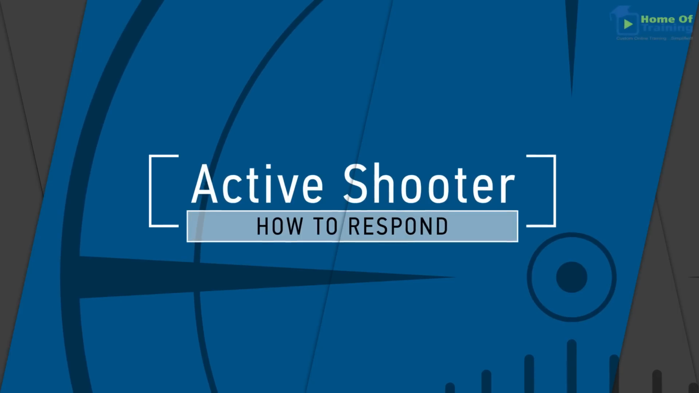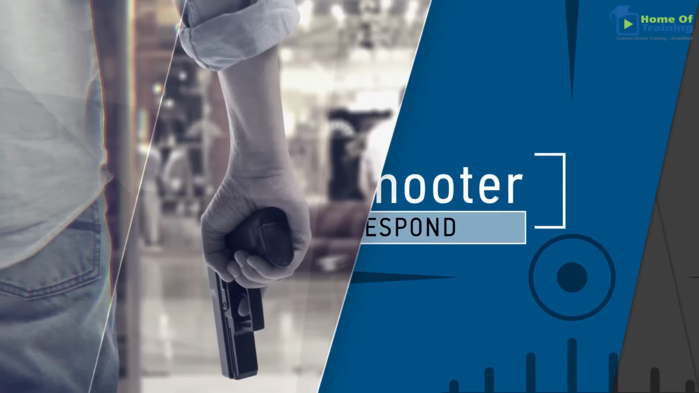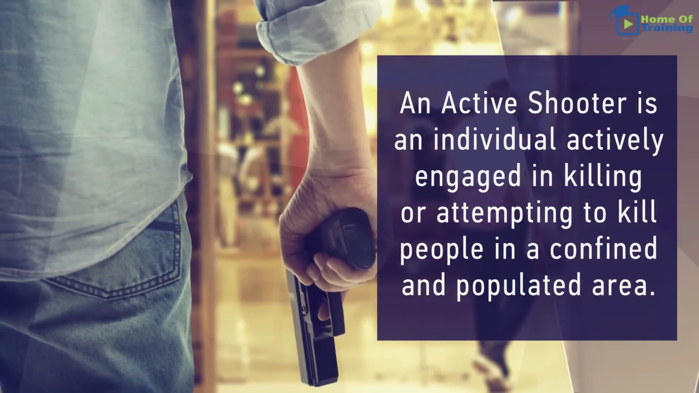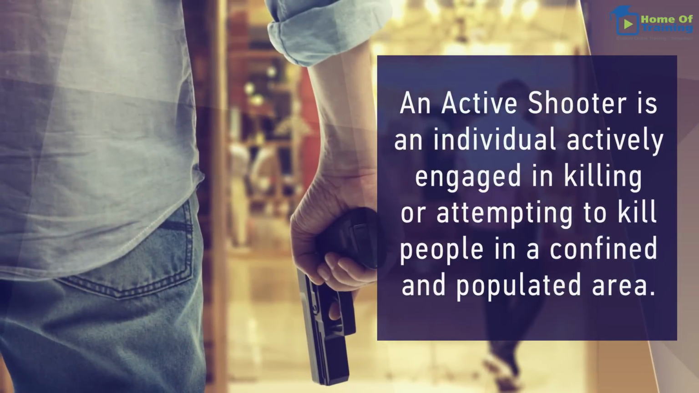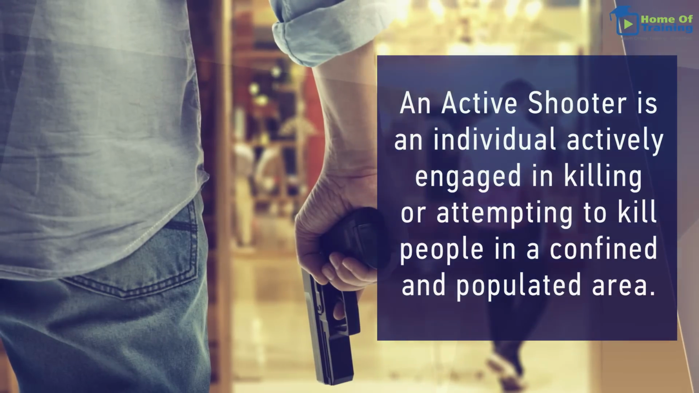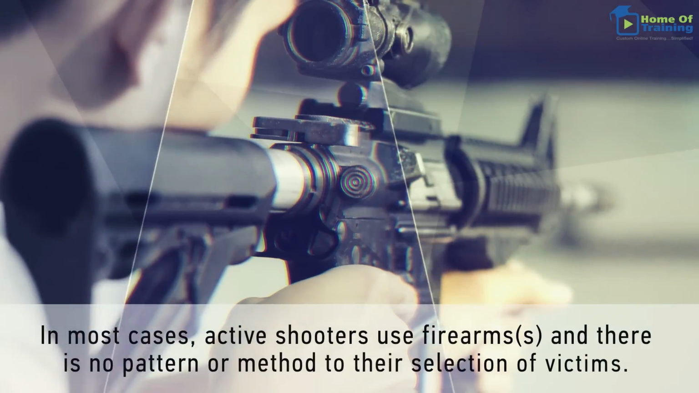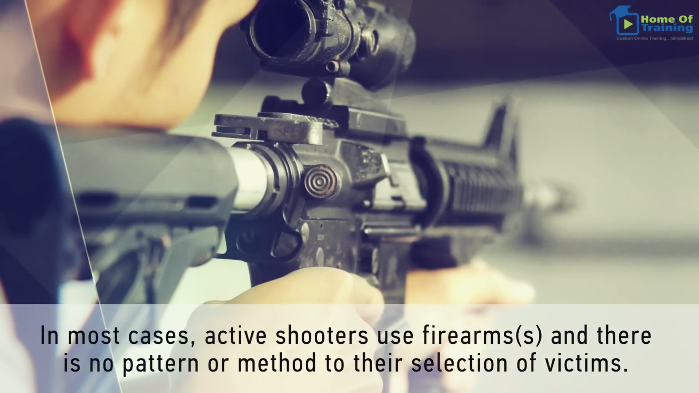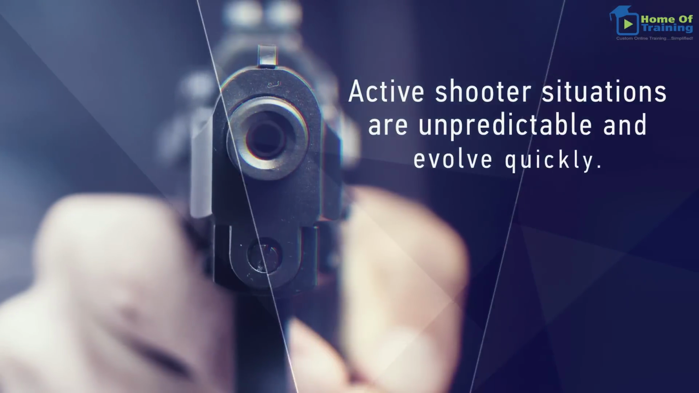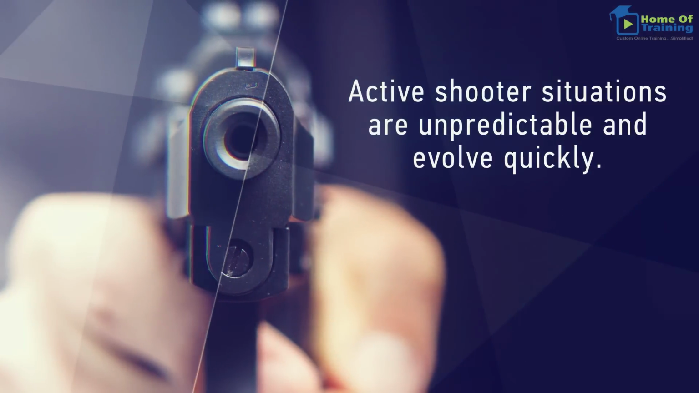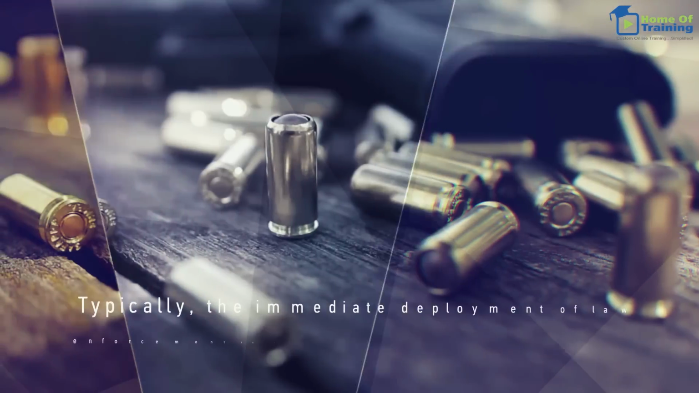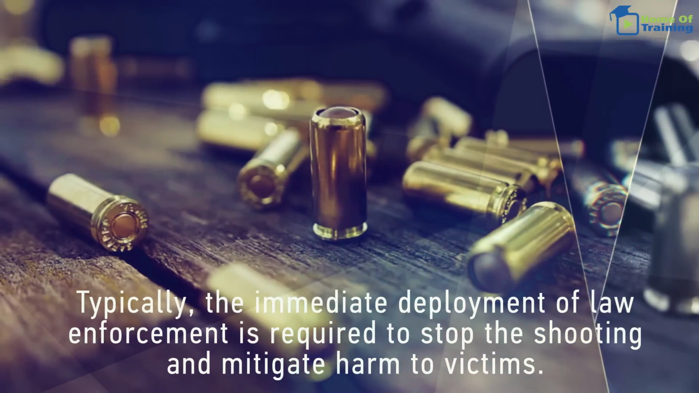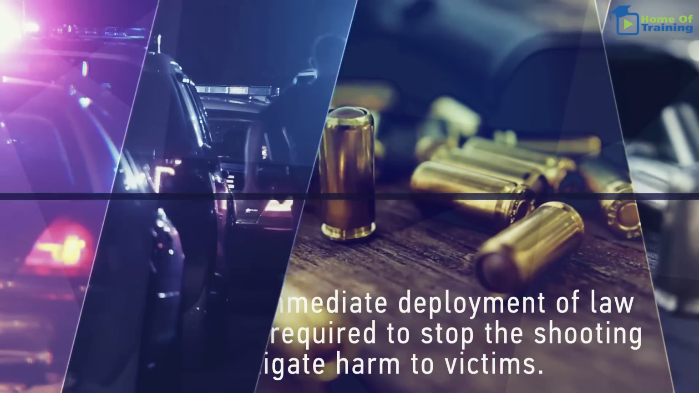Active shooter. How to respond. An active shooter is an individual actively engaged in killing or attempting to kill people in a confined and populated area. In most cases, active shooters use firearms, and there is no pattern or method to their selection of victims. Active shooter situations are unpredictable and evolve quickly. Typically, the immediate deployment of law enforcement is required to stop the shooting and mitigate harm to victims.